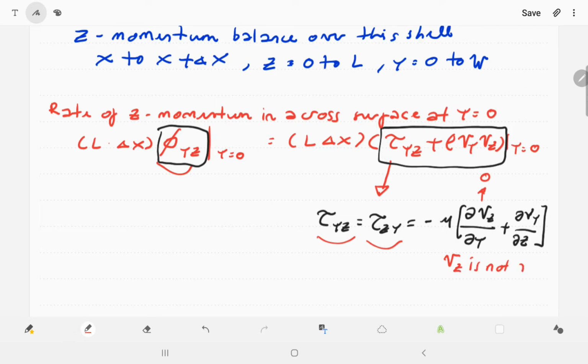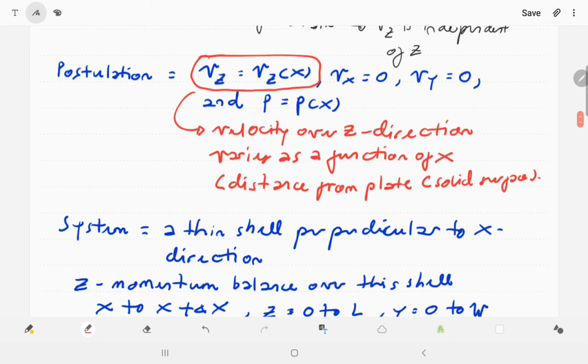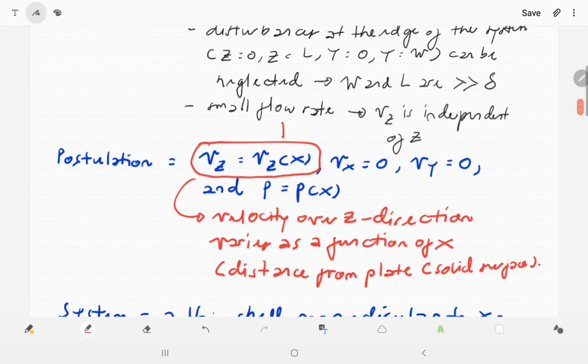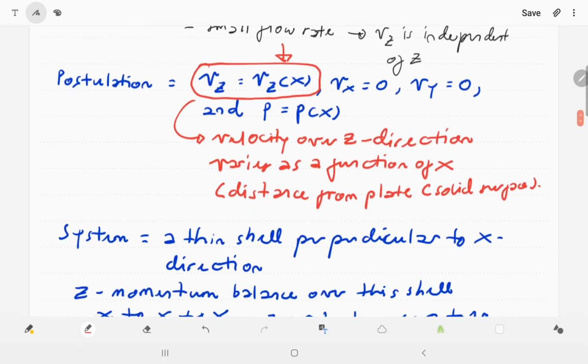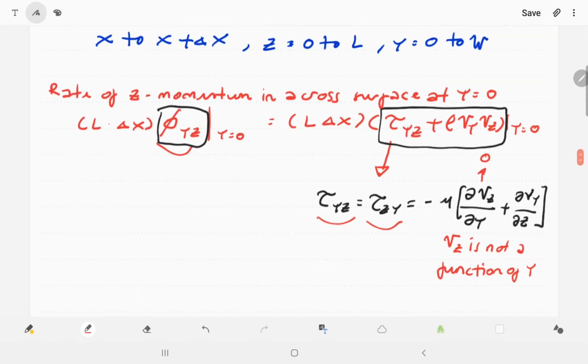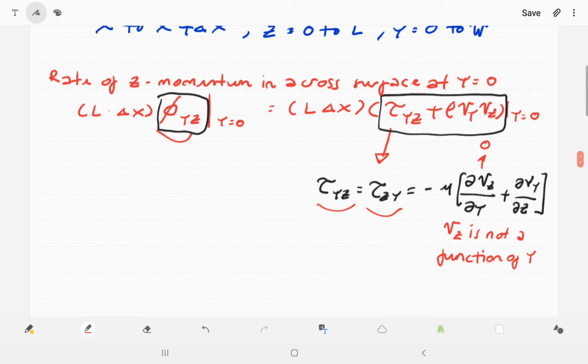is not a function of y. Again, look into the postulations that we put in before. The Vz is only a function of x. So when it is not a function of y, the derivative of a constant will become 0. And likewise, this one also becomes 0 because Vy is equal to 0.